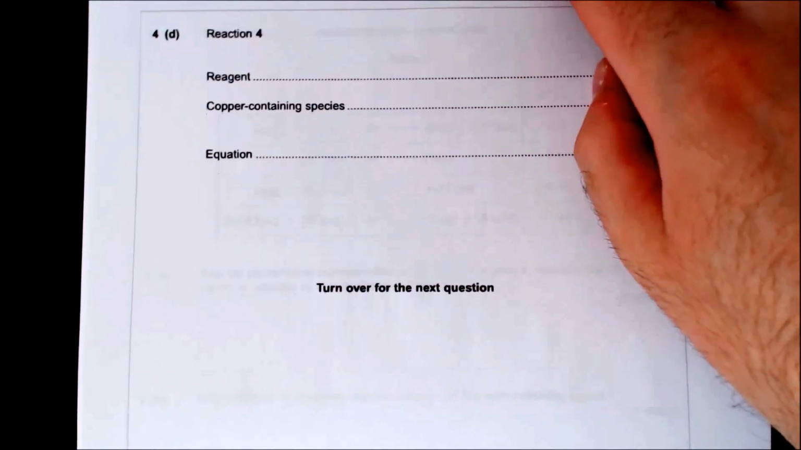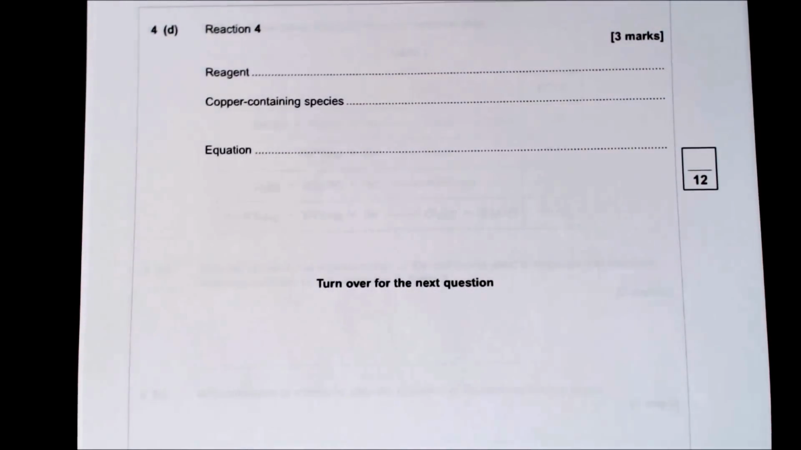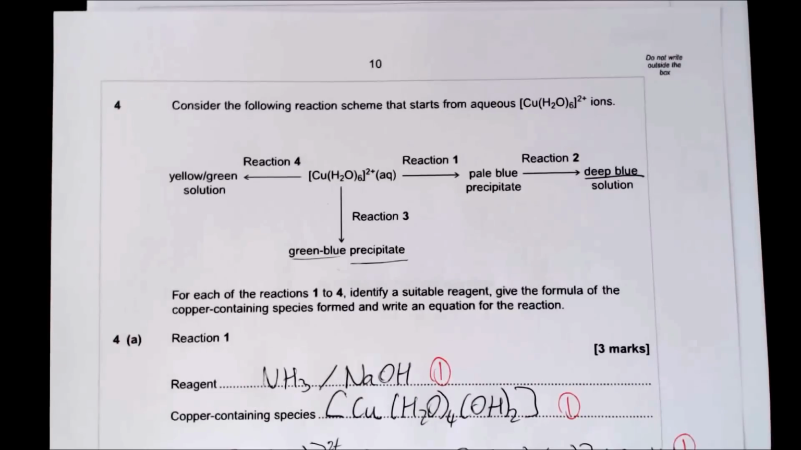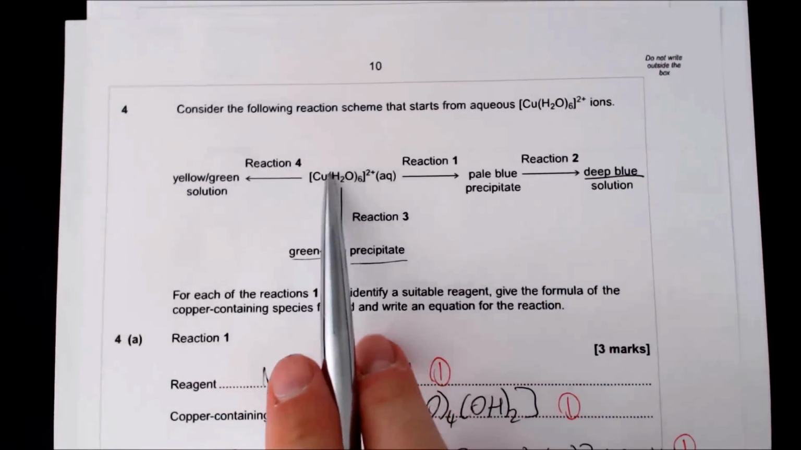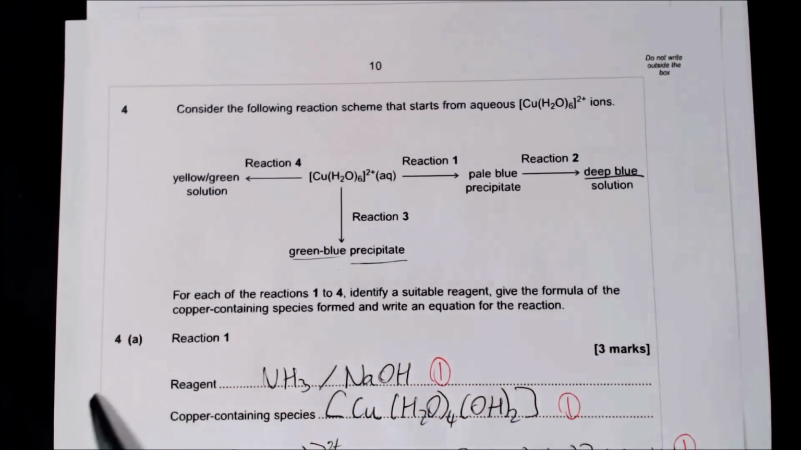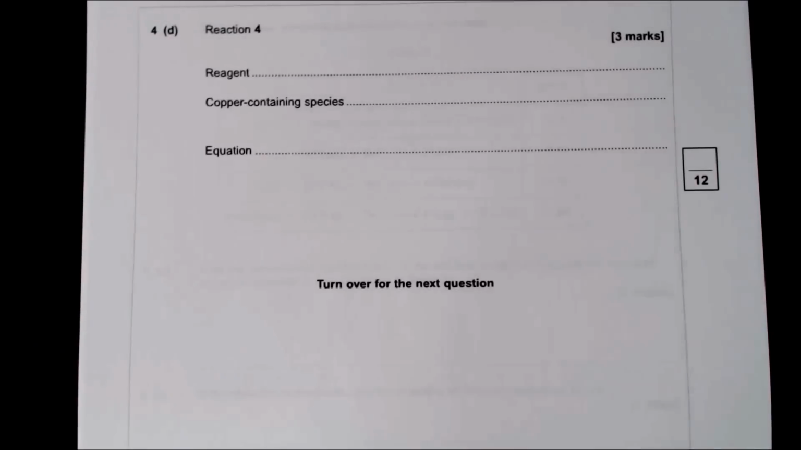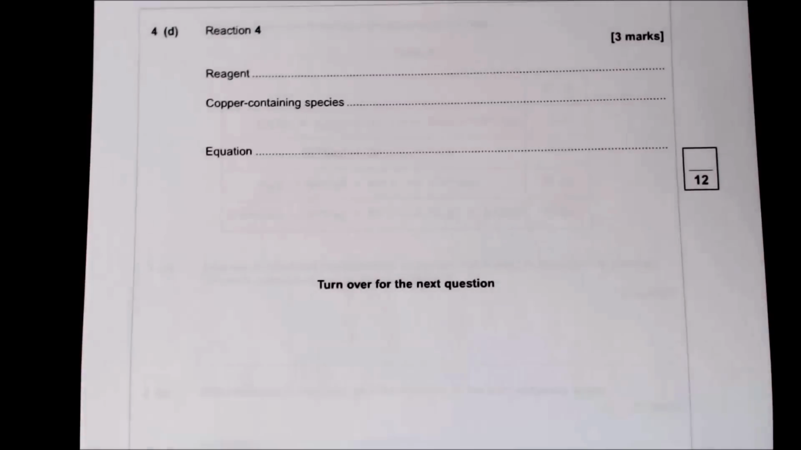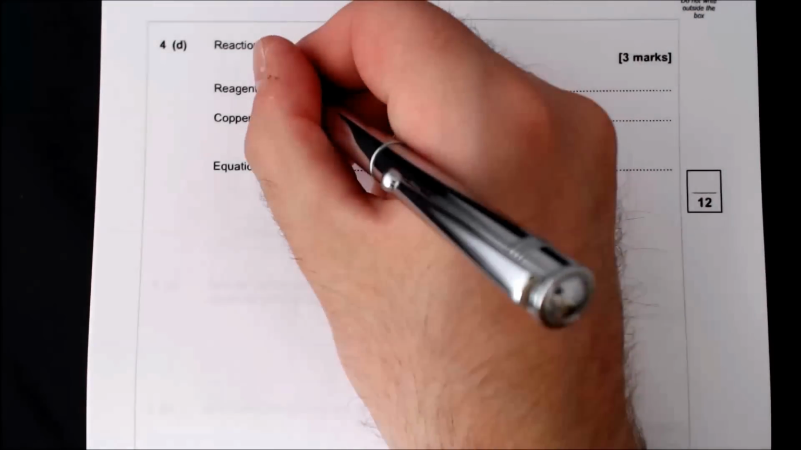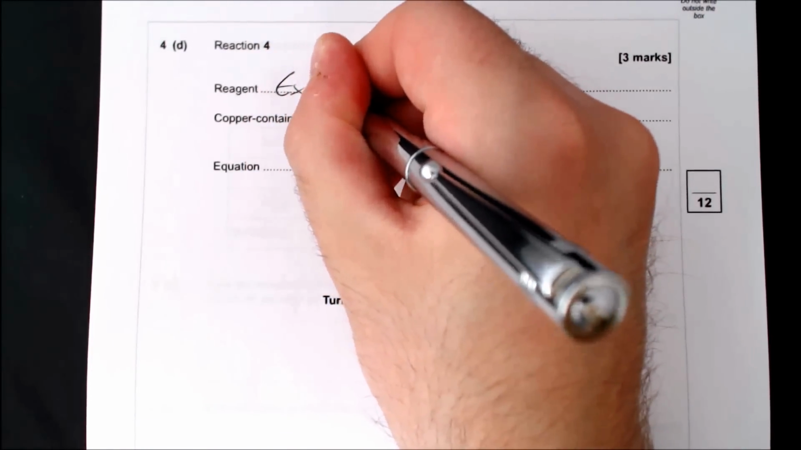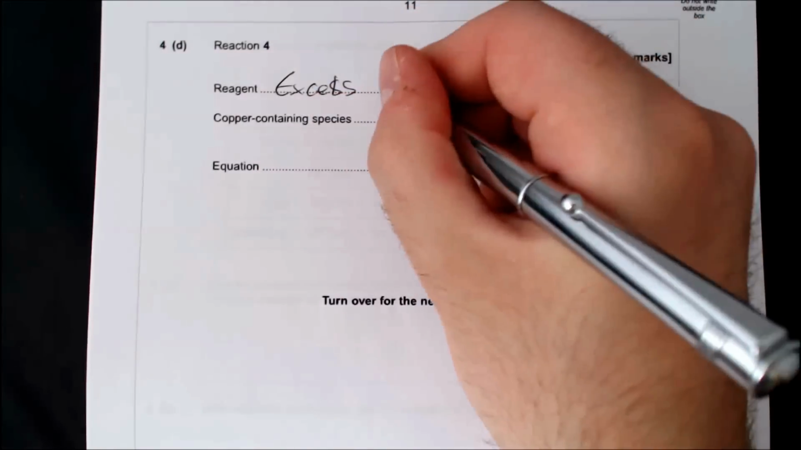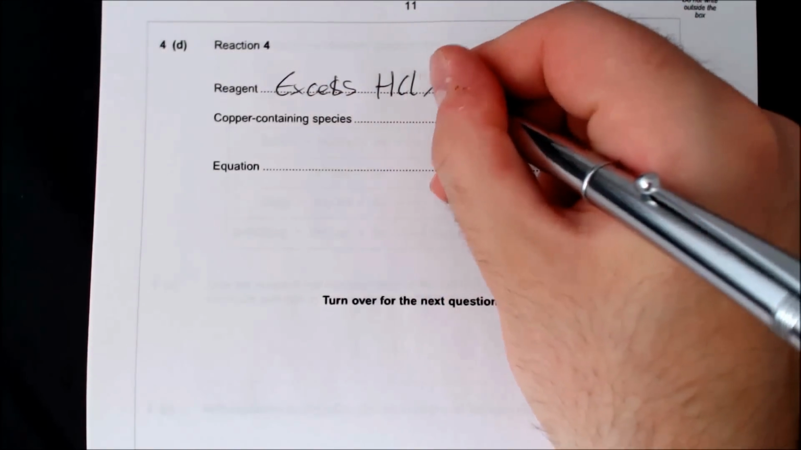Okay, so obviously 4D is looking at reaction 4. And so reaction 4, if we bring this back in, is actually going from your hexa aqua ion to a yellow-green solution. So this is a solution, so we know it's got to be charged still, and it is yellow-green as well, and that is a classic sign that you're adding a chloride into this, a chloride ligand. So we need to add excess hydrochloric acid. That's probably the obvious one.